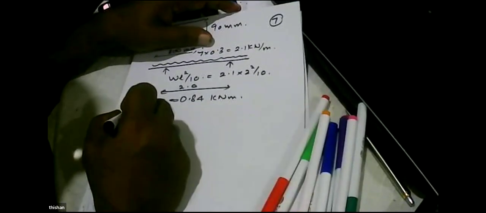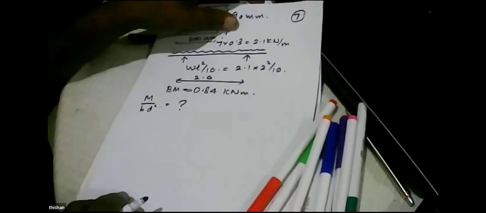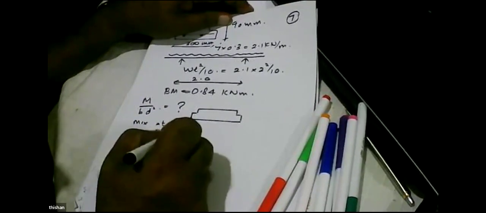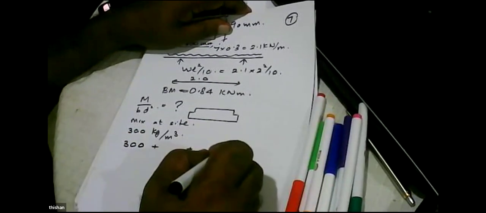Then how much reinforcement? I'm going to use the shortcut method, M over b d squared. Now we have an important question. Okay. Now we are precasting this element. We can mix concrete at site. And let's say we are using 300 kilograms per meter cube. So the mix will be 300 plus X plus Y plus water equals 2,500.